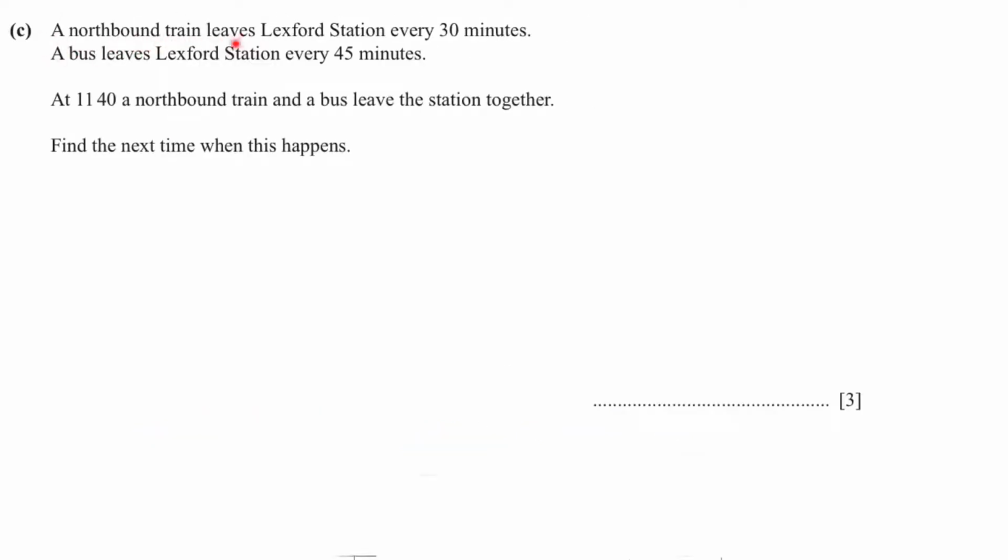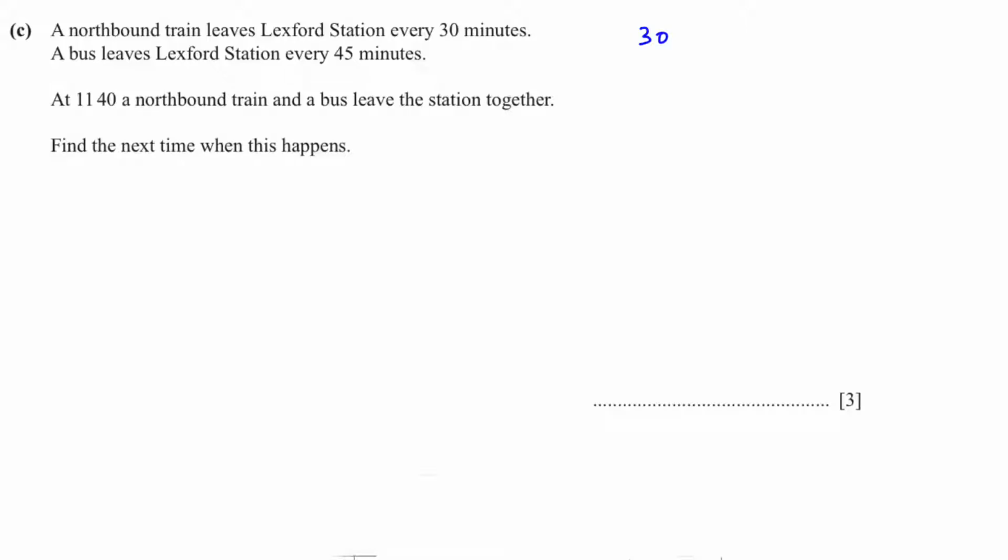A northbound train leaves Lexford Station every 30 minutes. A bus leaves Lexford Station every 45 minutes. At 11:40, a northbound train and a bus leave the station together. Find the next time when this happens. When you have a question like this, you have to find the least common multiple. Now, to find the least common multiple, there are different ways to do it. We'll do the factor tree method for this question.